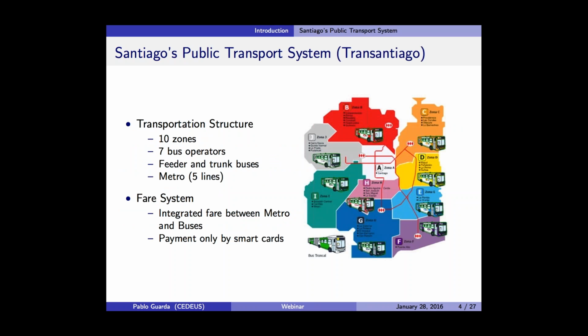So, the transport structure: we have 10 different zones in the system. Each zone has a group of municipalities, which are geographical areas in Santiago, smaller than a zone in the system. There are 5 bus operators. Each bus operator operates buses in 1 or 2 zones. We have feeder and trunk buses. Feeder buses just go around one zone, but trunk buses could go around different zones in Transantiago. And there are actually 5 lines. The system has an integrated fare between metro and buses, and the payment is only by smart card.